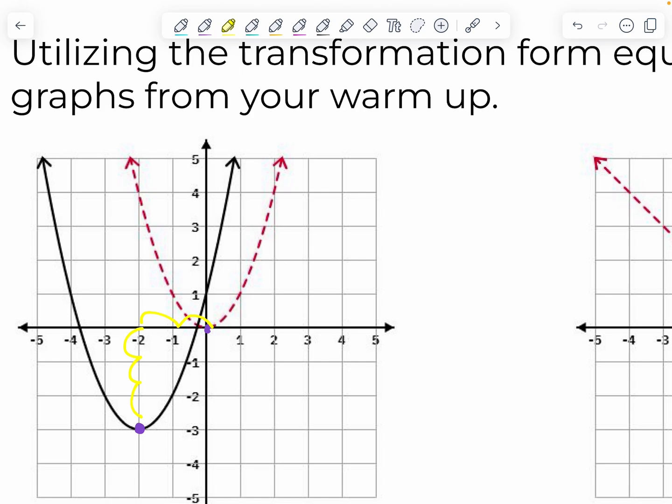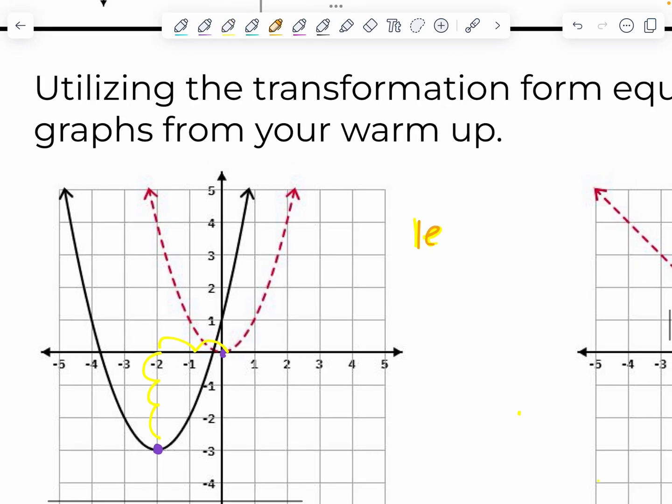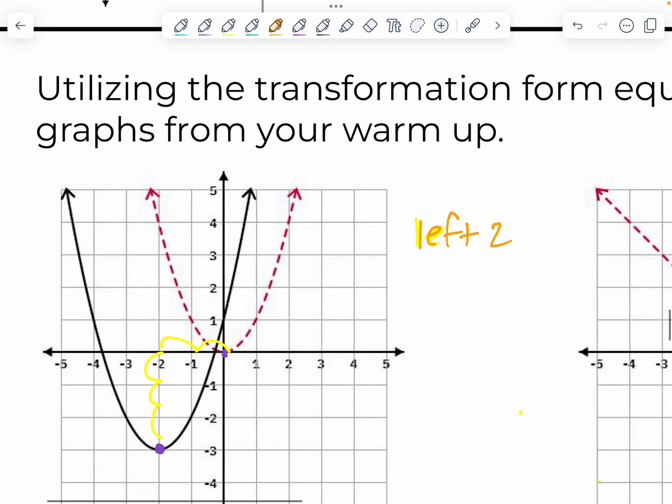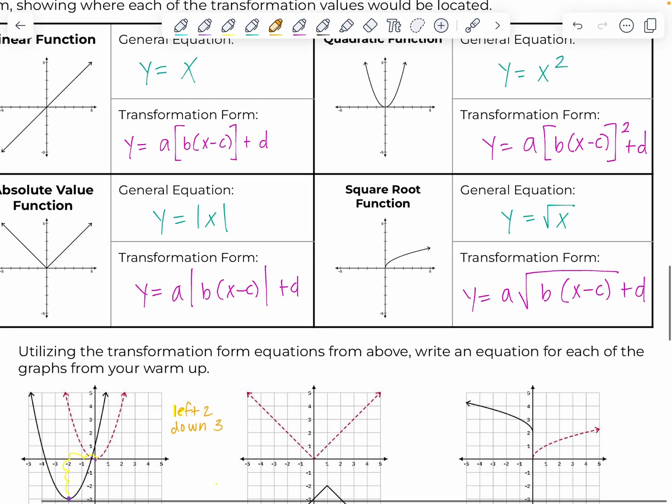Anytime we change the shape, that's going to be a stretch or a compression. If we're just moving the graph side to side, up and down, or reflecting it, then that involves a translation or obviously a reflection. But the only way that we're going to change the shape is by actually stretching or compressing it. Okay, so we said left 2 units and down 3 units.